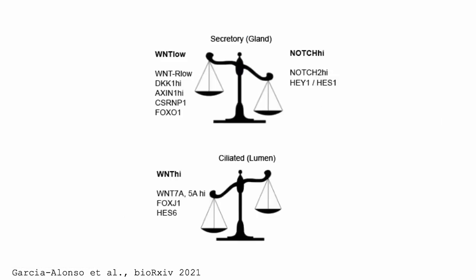So with that, really from this single cell profiling, what we see is this disbalance between Wnt and Notch happening in different spaces of the tissue, in the glands, on the lumen, where it's enriched on different epithelial space, the secretory or the ciliated.